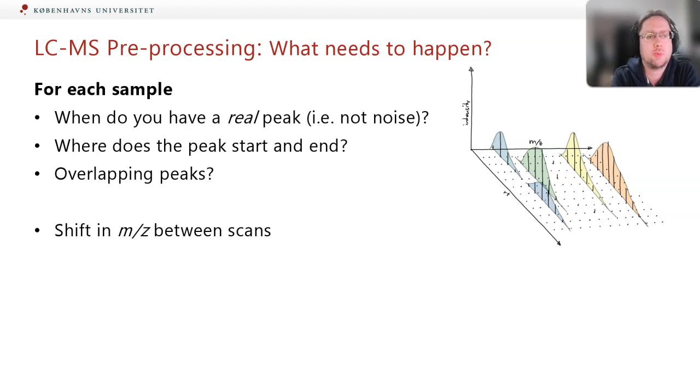First, we need to determine where there really is a peak and where there is just noise. We need to decide where the peak starts and ends. We could have overlapping peaks. What do we do with those? And we also have the problem that the measured mass to charge ratio is not exactly the same in each scan. So we need to decide which mass peaks are actually coming from the same compound.